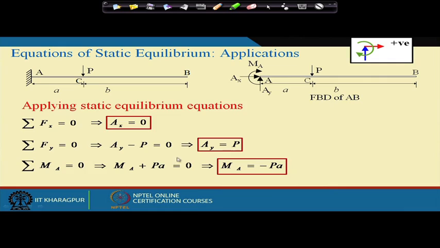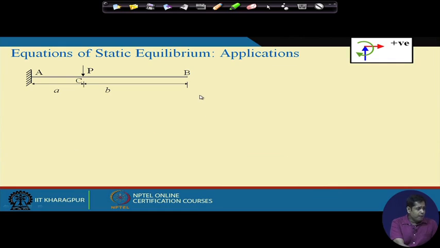Let us take a similar example once again, and apply one prop at point B. So, it is now a propped cantilever beam. At point A you have a fixed support and at point B a roller support. In the previous case, when there was no roller support at point B, your reactions were the horizontal reaction at A, the vertical reaction at A, and the moment at A. But now, how many reactions do we have? Three reactions at A and an additional vertical reaction at B.